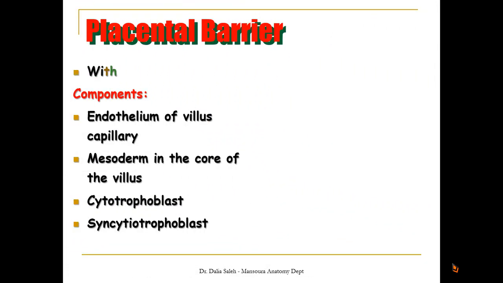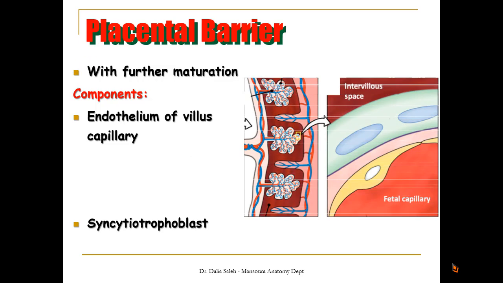With further development and maturation of the placenta, the cytotrophoblastic layer will disappear, and with further maturation, the mesodermal core of the villi will also disappear. So the placental barrier in the full-term placenta is formed by the endothelial lining of the villus capillaries and the syncytial trophoblast.